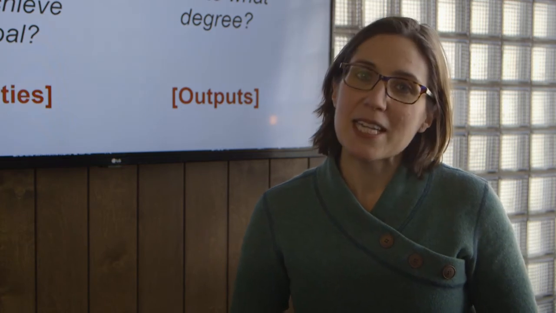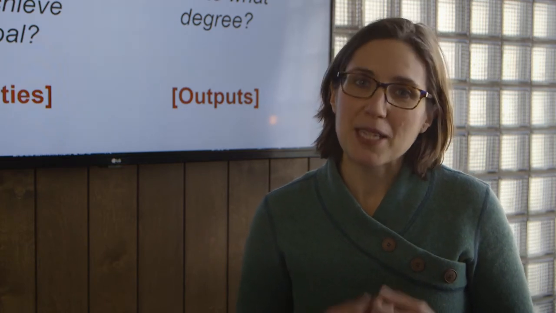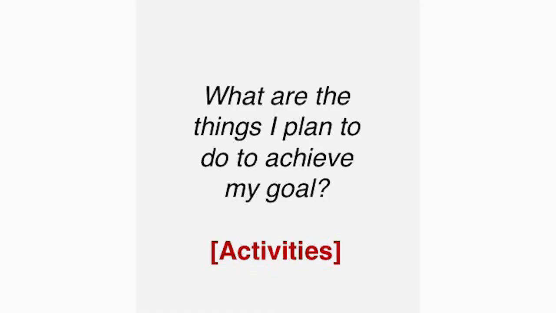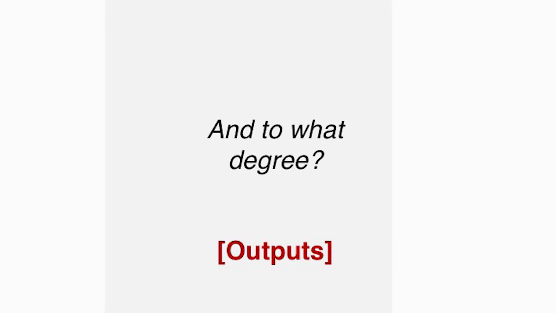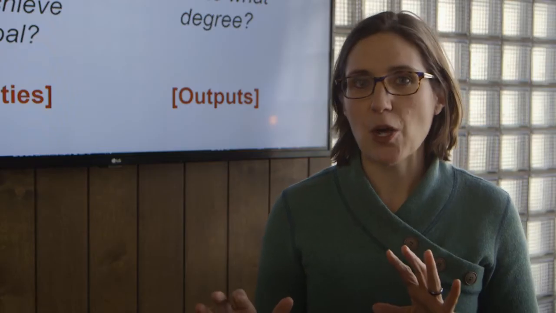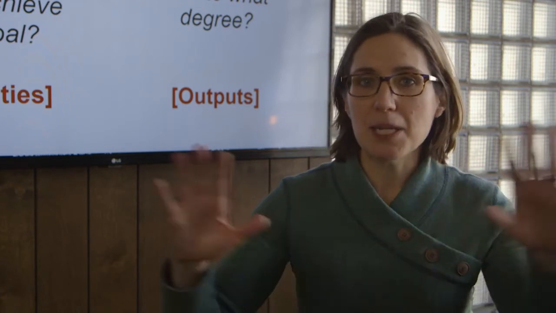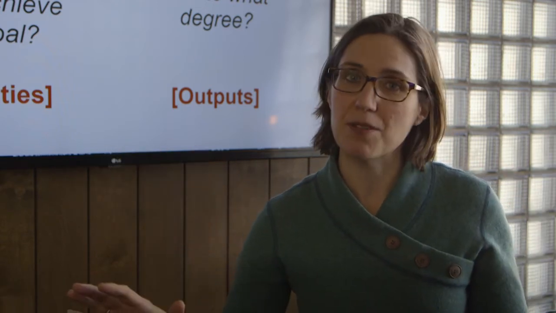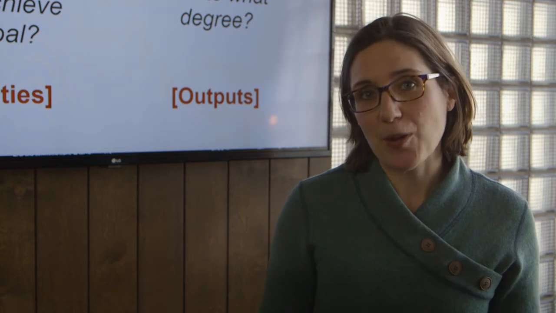And so the first thing you want to think about are, what are the things that I need to do, that I plan to do to actually achieve this goal? And those are your activities. And then you want to think about, okay, to what degree do I actually want to do those activities? And that's kind of a scope question. So it's both thinking about, how many people do I need to reach in order to achieve this goal? To what degree do I need to reach them?